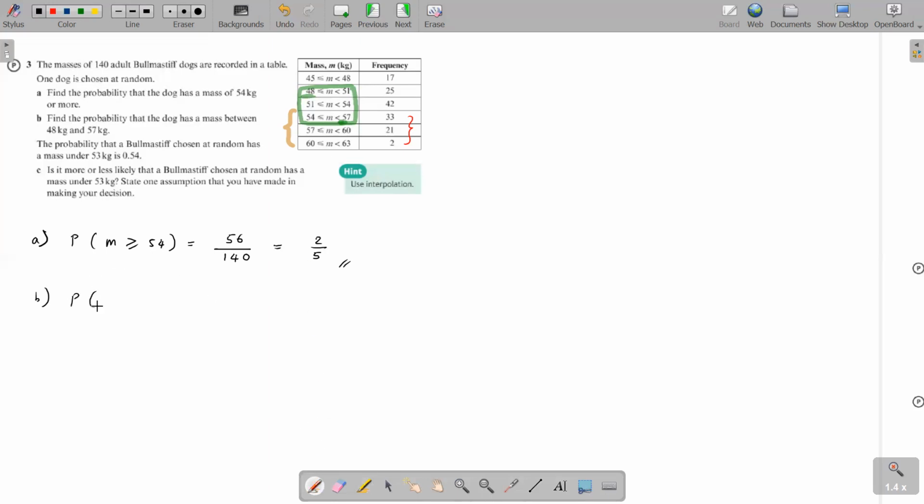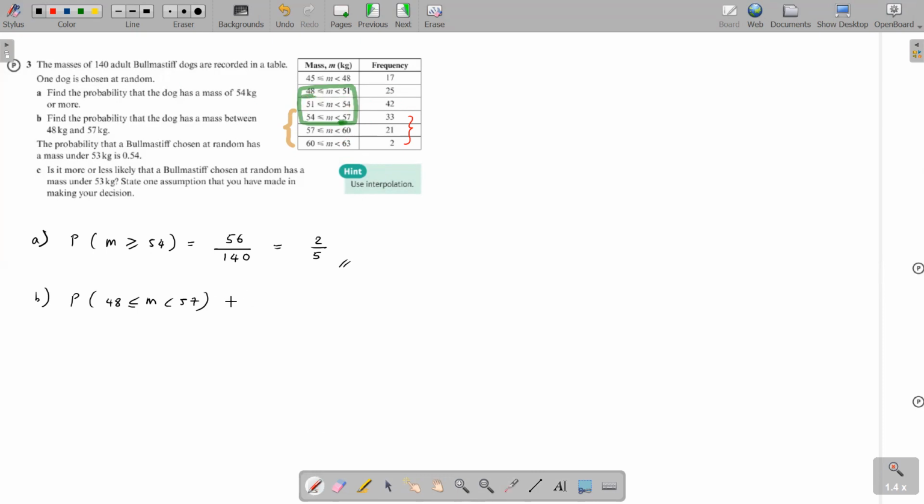So probability mass between 48 and 57. We can write it like this: in this case, M is greater than or equal to 48, and this is less than 57. Okay, because of the table. Because in the table here, this is greater than or equal to 48, and here it's less than 57.